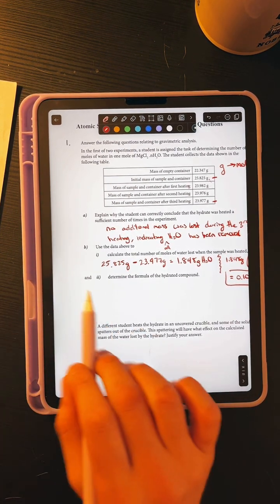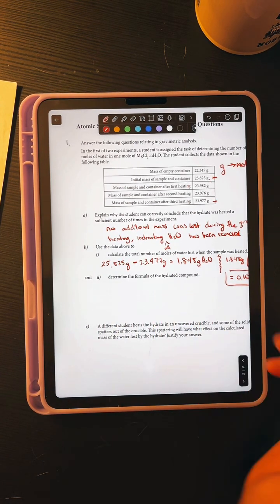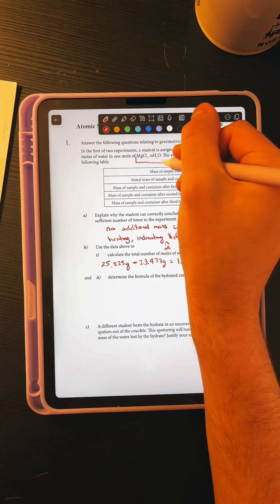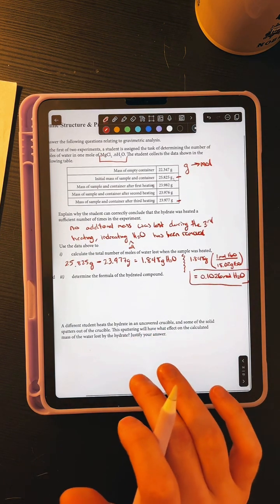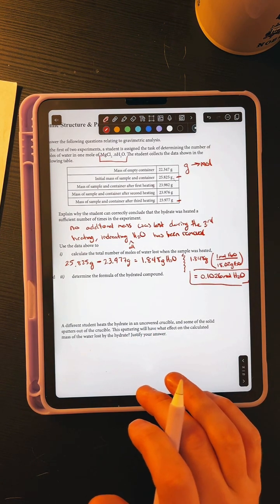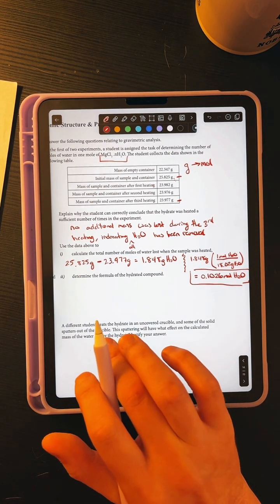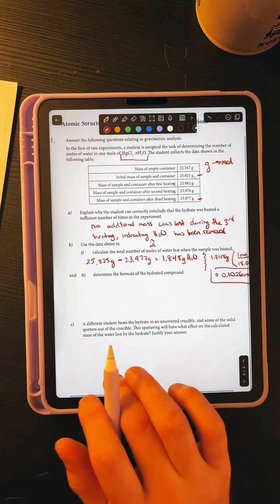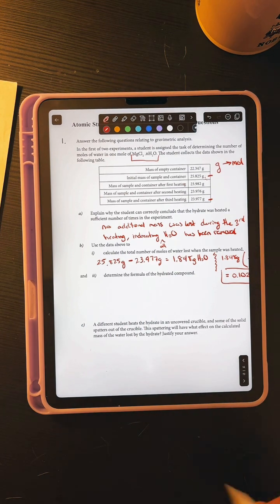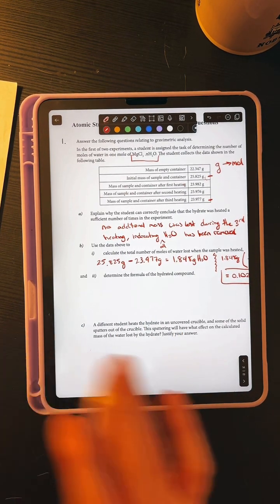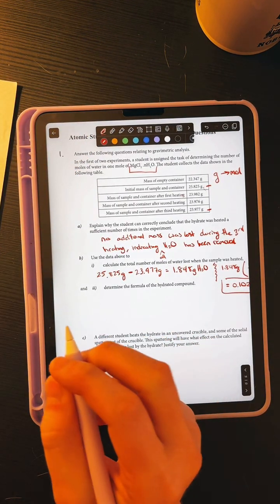All right. Number 2, determine the formula of the hydrated compound. So we're going to be looking for this part. Essentially, we're looking for N. What is N? You can round to sig figs here, and in these types of problems, you don't necessarily have to, but you definitely can. So here, determine the formula of the hydrated compound. Well, what we're going to do first, and I'll explain what we're going to do.